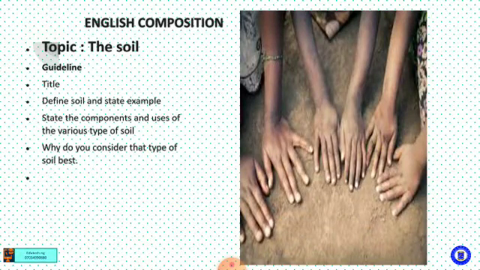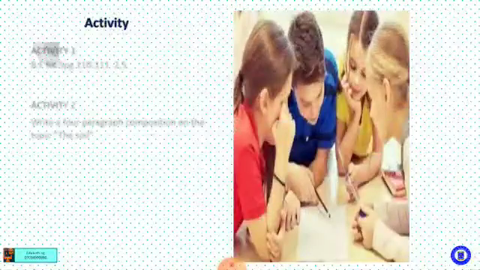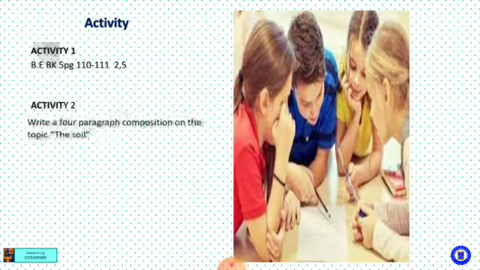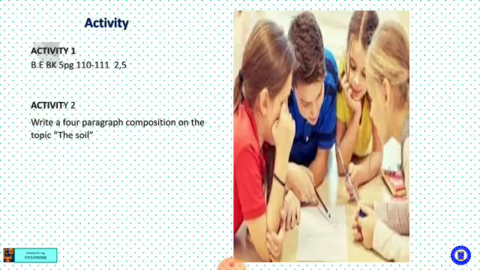Now quickly, the second aspect, English composition, the soil. Now you're going to use the guide on your screen to write a 4-paragraph composition on the topic, the soil. Okay, all right. Here is your activity for your grammar. You answer the questions on pages 110 to 111, numbers 2 and 5. Okay, now for your composition activity, you're going to write a 4-paragraph composition on the topic, the soil.